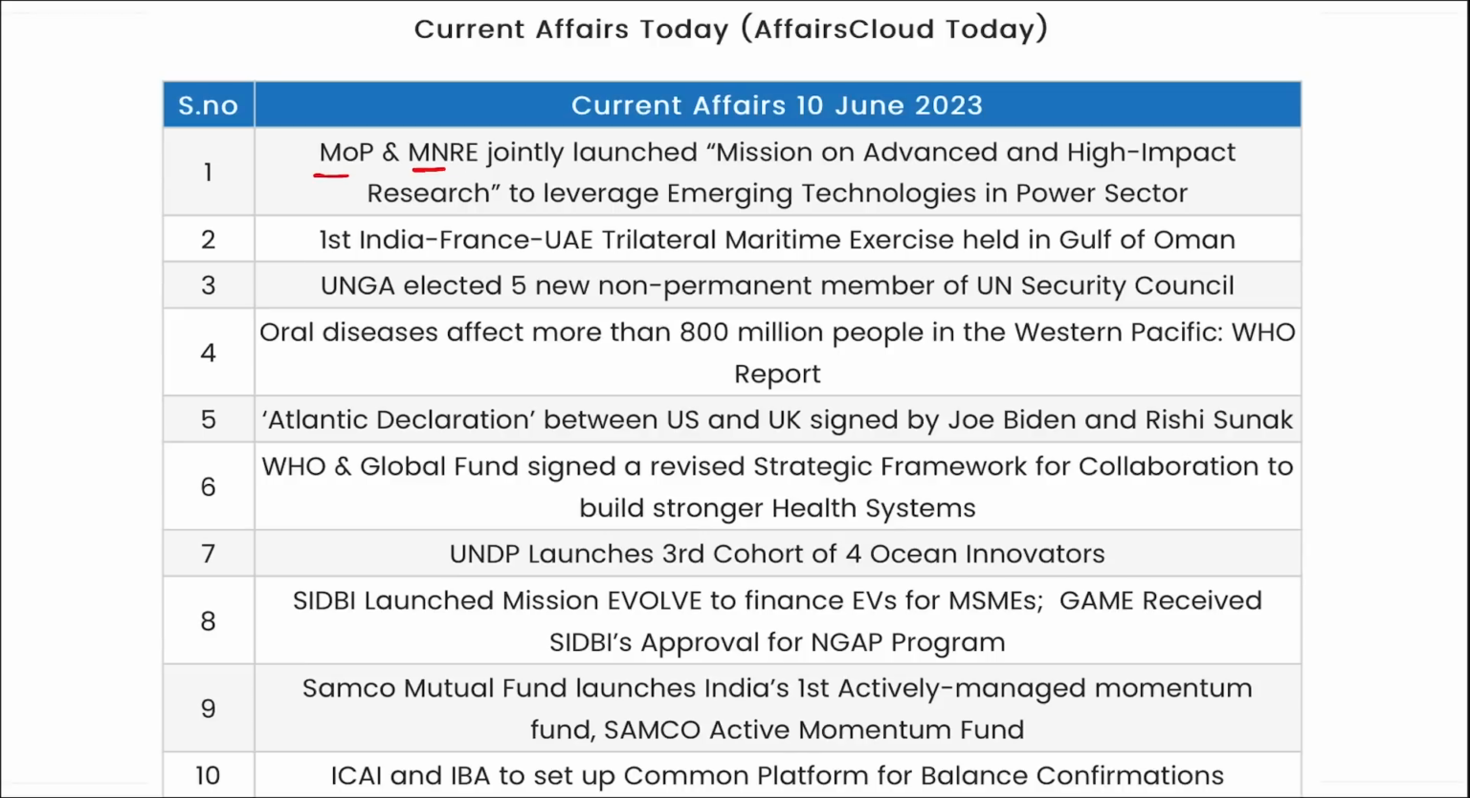Ministry of Power and Ministry of New and Renewable Energy jointly launched Mission on Advanced and High Impact Research to leverage emerging technologies in the power sector. First, India, France and UAE trilateral maritime exercise was held in the Gulf of Oman.